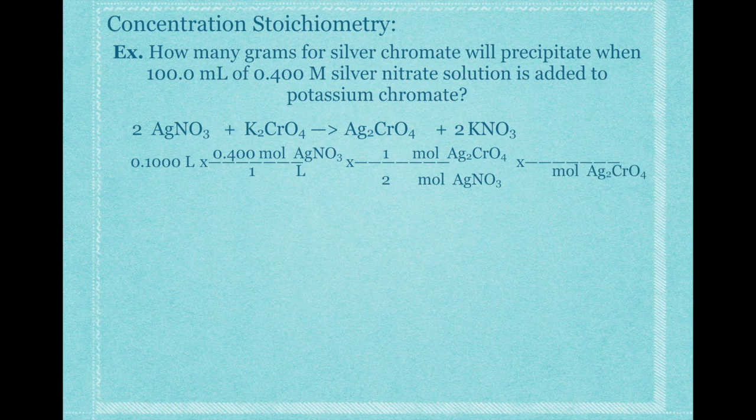Then I can get into grams of silver chromate. I'm going to put moles of silver chromate on bottom and grams up top. Then I'm going to put the molar mass and 1 on bottom. All right, now I just do the math, and the answer I get is 6.63. The only new thing here is the fact that you can convert from liters into moles by using your concentration.